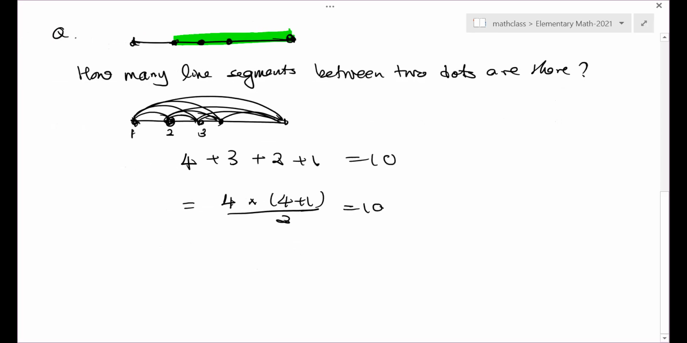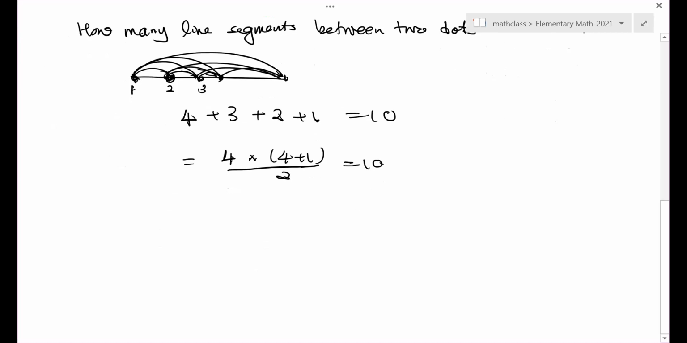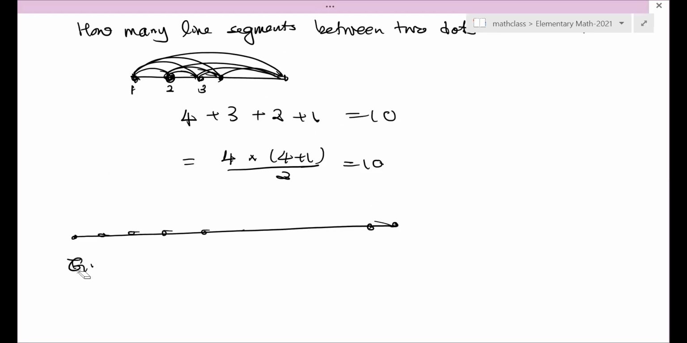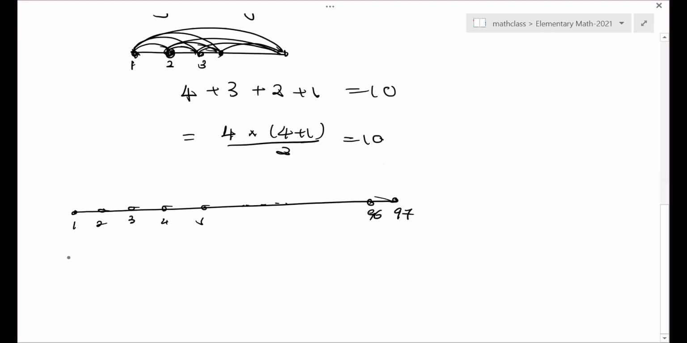So if we have 2,000 points, 2,000 dots, or 120 dots along a line, how many line segments are there? In that case, you have to use the formula. So let's assume 1, 2, 3, 4. How many dots are there? We assume 97 dots, just assume. So there are 97, 1, 2, 3, 4, 5, you know, 96, 97. In the middle, I cannot put all the dots there. The question is how many line segments between dots.